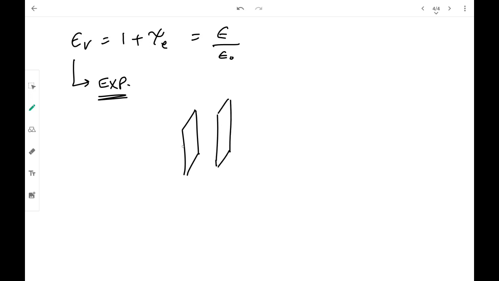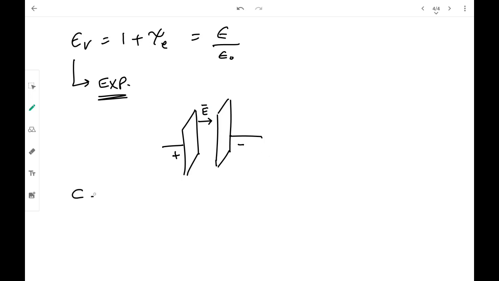This parallel plate capacitor is connected to a certain source, with a plus terminal and a negative terminal, so the electric field will be established between the two plates, and the capacitor will be connected to a capacitance meter to measure its capacitance.